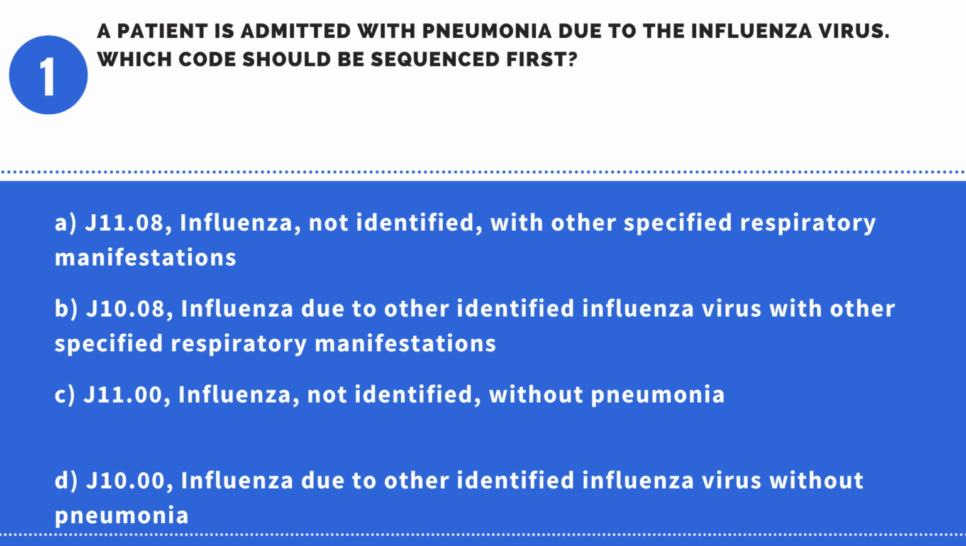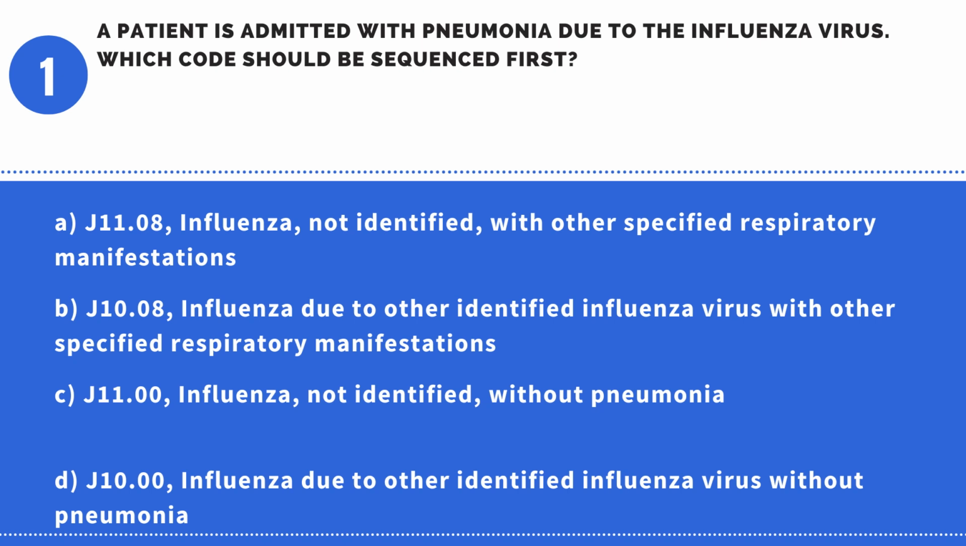Question 1. A patient is admitted with pneumonia due to the influenza virus. Which code should be sequenced first? A. J11.08, influenza, not identified, with other specified respiratory manifestations. B. J10.08, influenza due to other identified influenza virus with other specified respiratory manifestations.